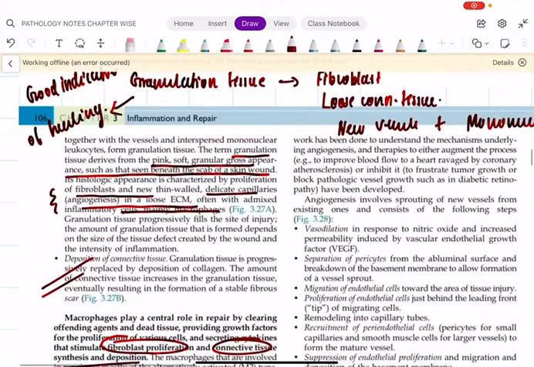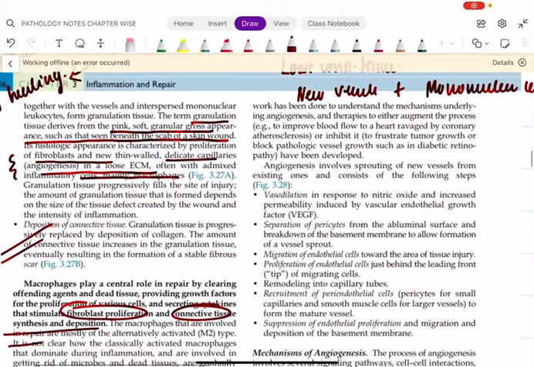Yes. What are the various steps in which the angiogenesis occurs? Please focus on this. Number 1, vasodilation.